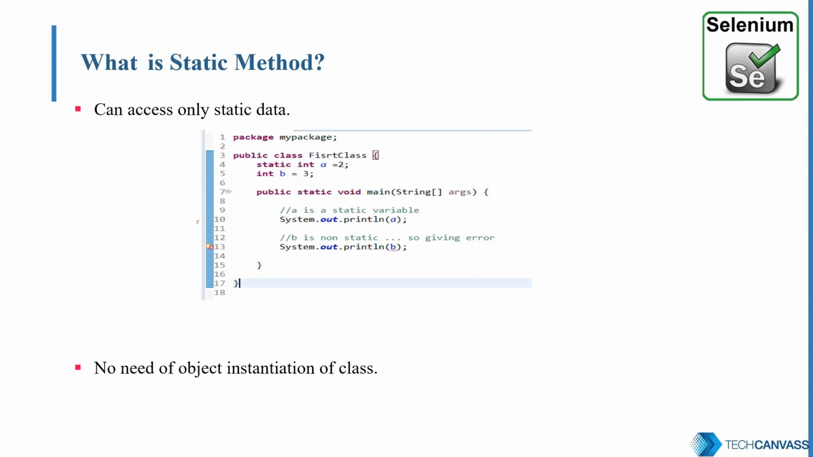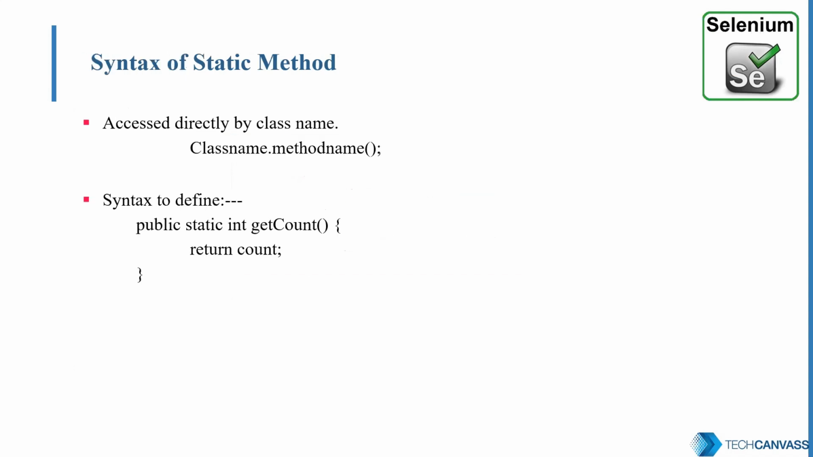For example, as shown in the image here, in this class we have this main method which is static. We have two variables, A which is static and B which is non-static. In the main method, we can access the variable A, but if we try to access the variable B, it shows an error because in a static method, we cannot access the non-static member. Hope it is clear now.